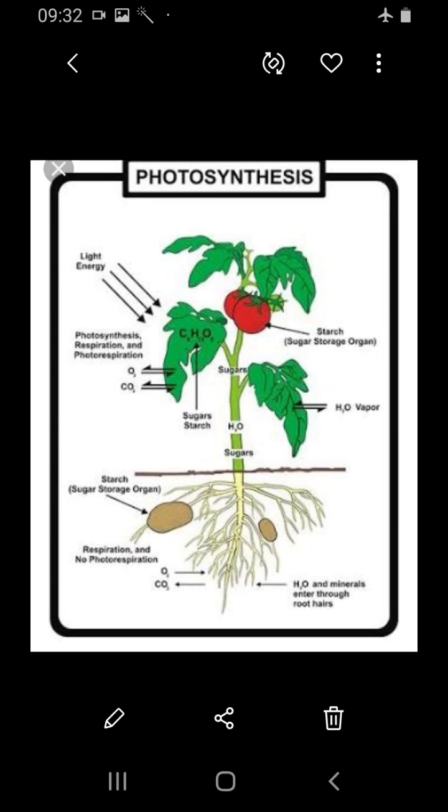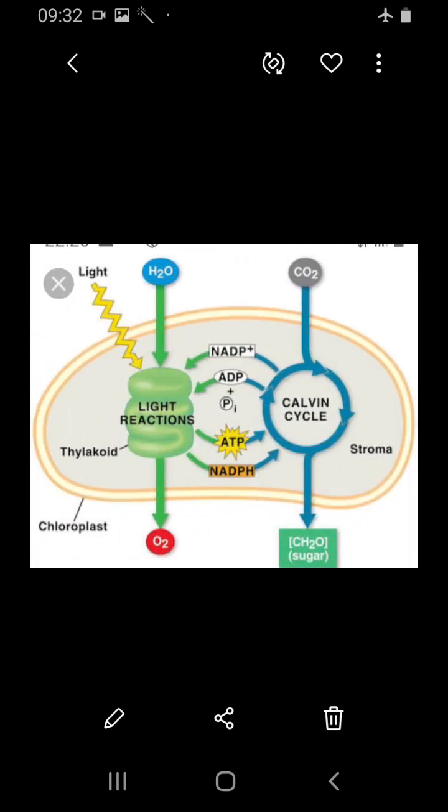For this process, they need chlorophyll, water, carbon dioxide and sunlight. So when we say photosynthesis, how are they preparing their own food? When light enters, a reaction occurs that is called the light reaction, in the presence of chlorophyll. Chlorophyll is a particular pigment which is seen only in plants. With the help of this chlorophyll, they are preparing their food.